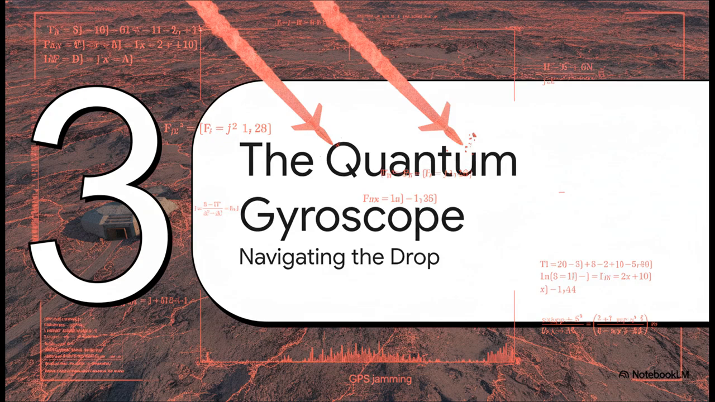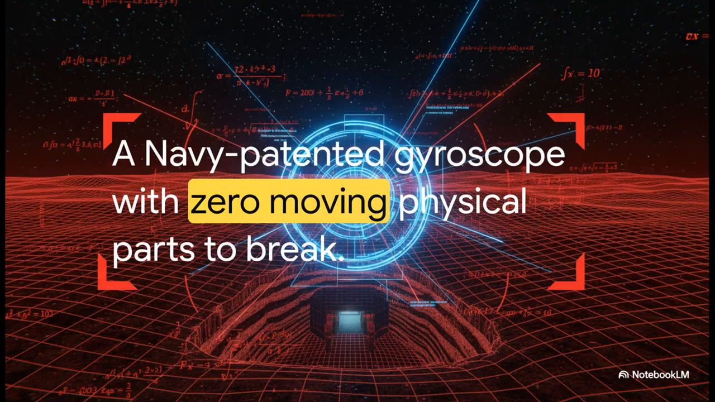Section 3. The quantum gyroscope and navigating the drop. So here is the major crisis. As this massive rod falls, it accelerates to Mach 10. That is roughly 7,600 miles per hour. The violent atmospheric friction at that speed would physically shatter a standard mechanical or fiber optic gyroscope into pieces. And we already know GPS is totally useless because of jamming. So how does it actually know which way is down? Well, the source material points straight to U.S. Patent 7317185, which is assigned to the Secretary of the Navy. It's an atom interferometer gyroscope. And the absolute genius of it is that it has literally zero moving physical parts to break.